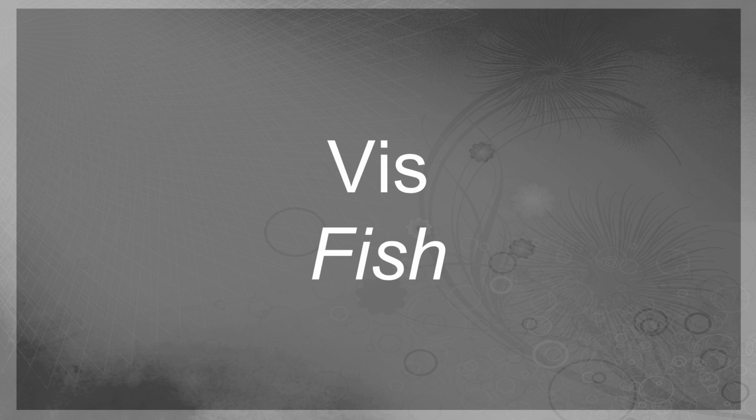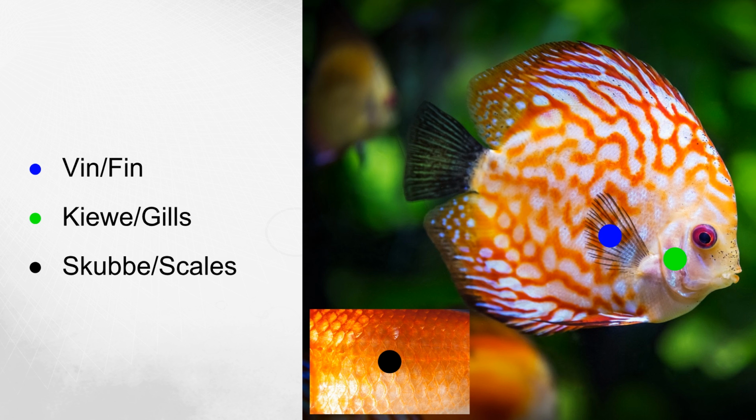And now we will look at some body parts of the fish. Vis. Fin. And in English it's not much different. Fin. Kiewe, gills. You can't really see the scales on this fish, so I added a smaller picture so that you can see the scales. Skubbe, scales.